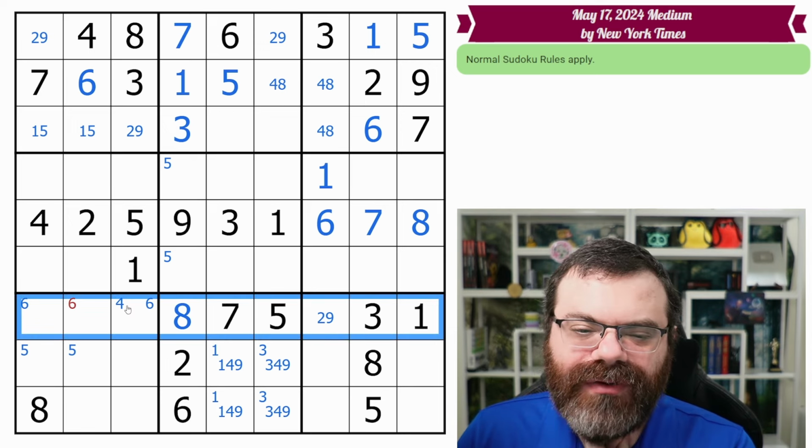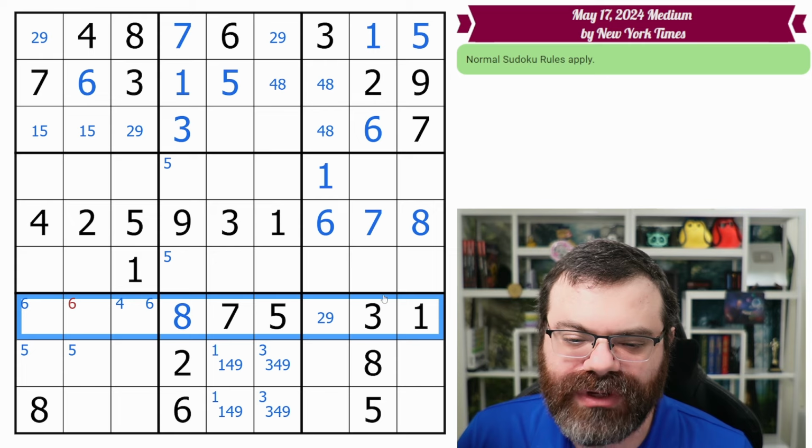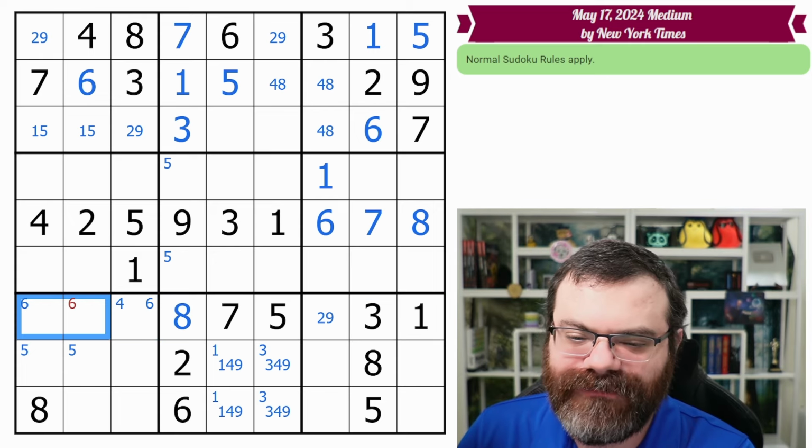So I guess we're talking about the row, right? There's only one place for 4 in the row. The box could have 4 in one of these 3, but this row can only have 4 right here. But let's say 4 could be in more places.